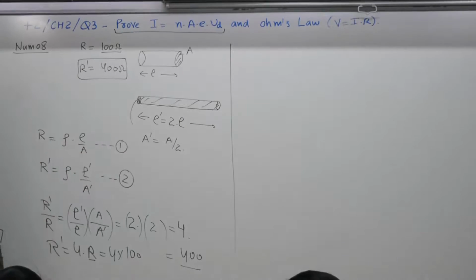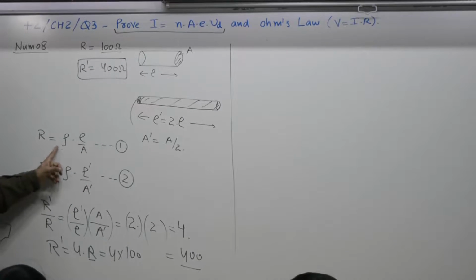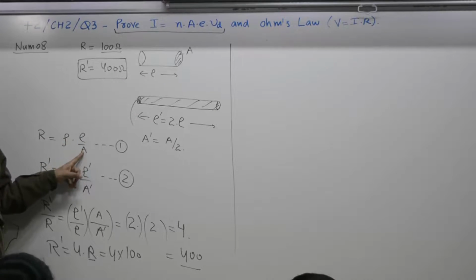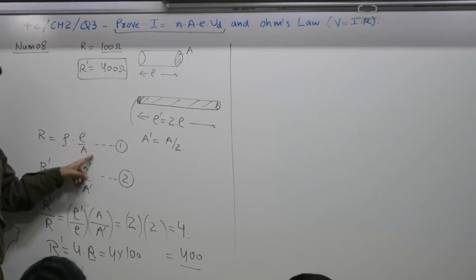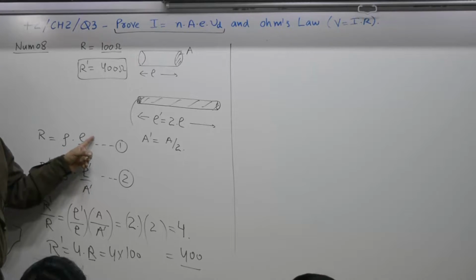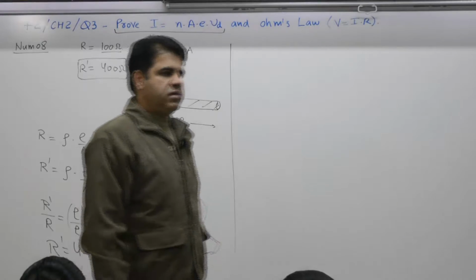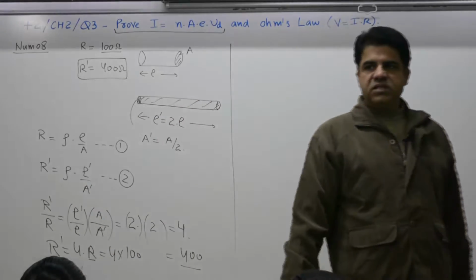For competition, this formula only, R is equal to rho L by A. L is how many times? 2 times, area is half. You take it to the numerator, 4. So new resistance is 4 times. Objective question, total time available is less than 1 minute.